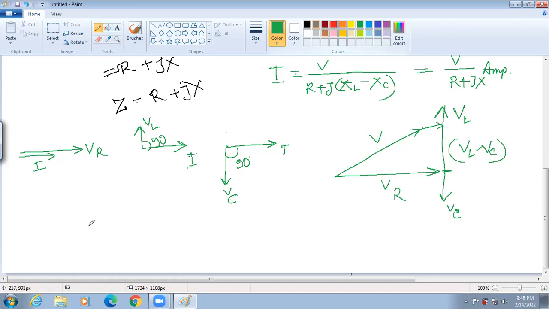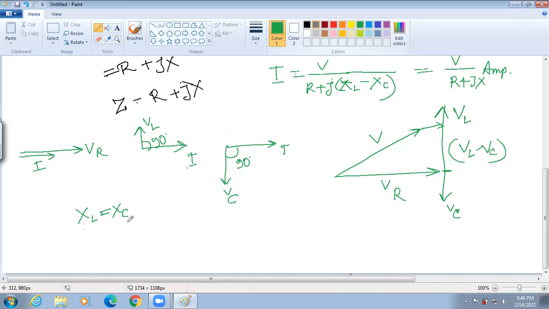So in the resonance condition, XL equals XC. At that moment, the resonance condition is obtained. This is obtained either by decreasing the supply frequency, when XL decreases and XC increases, or by increasing the supply frequency, which makes XL increase and XC decrease.